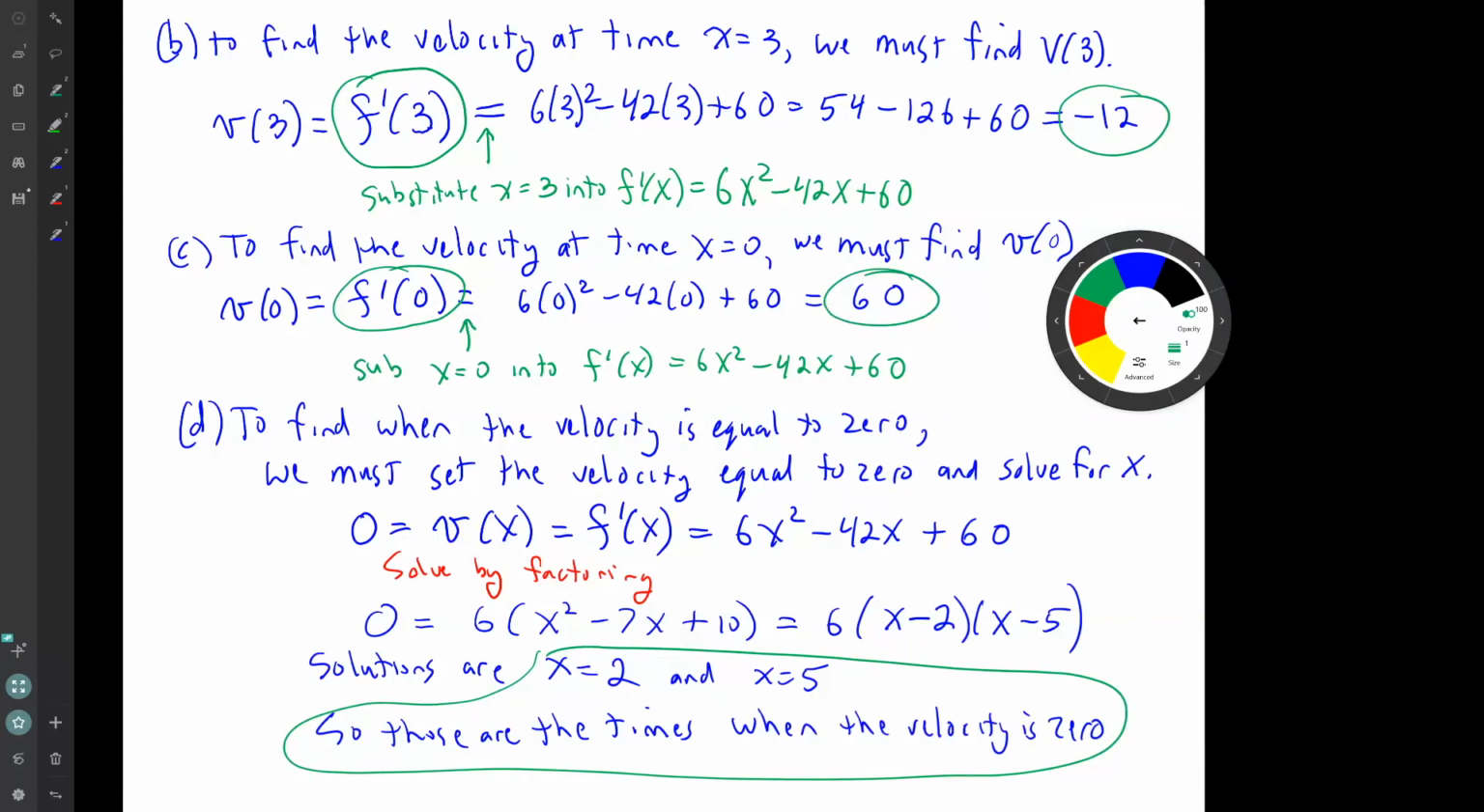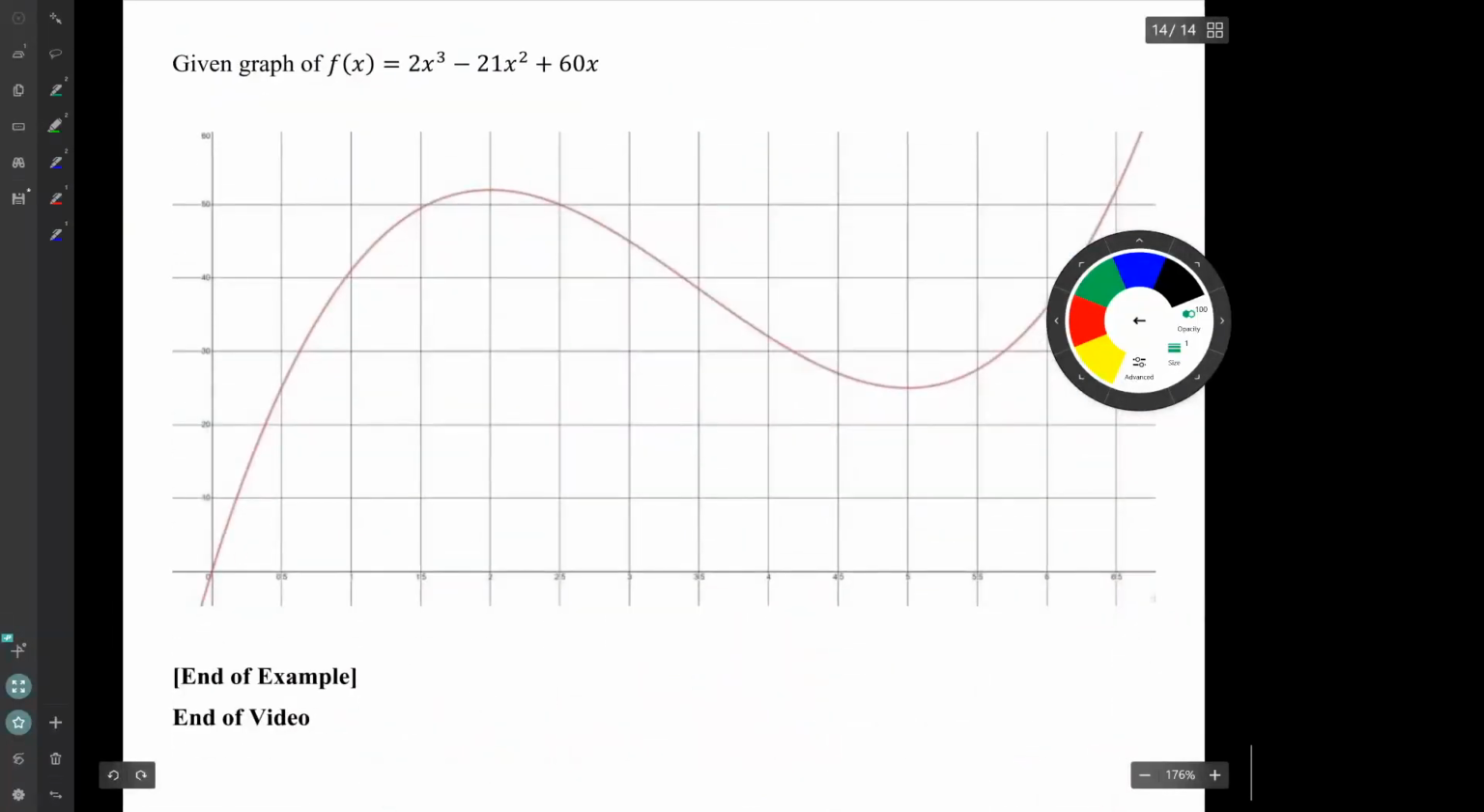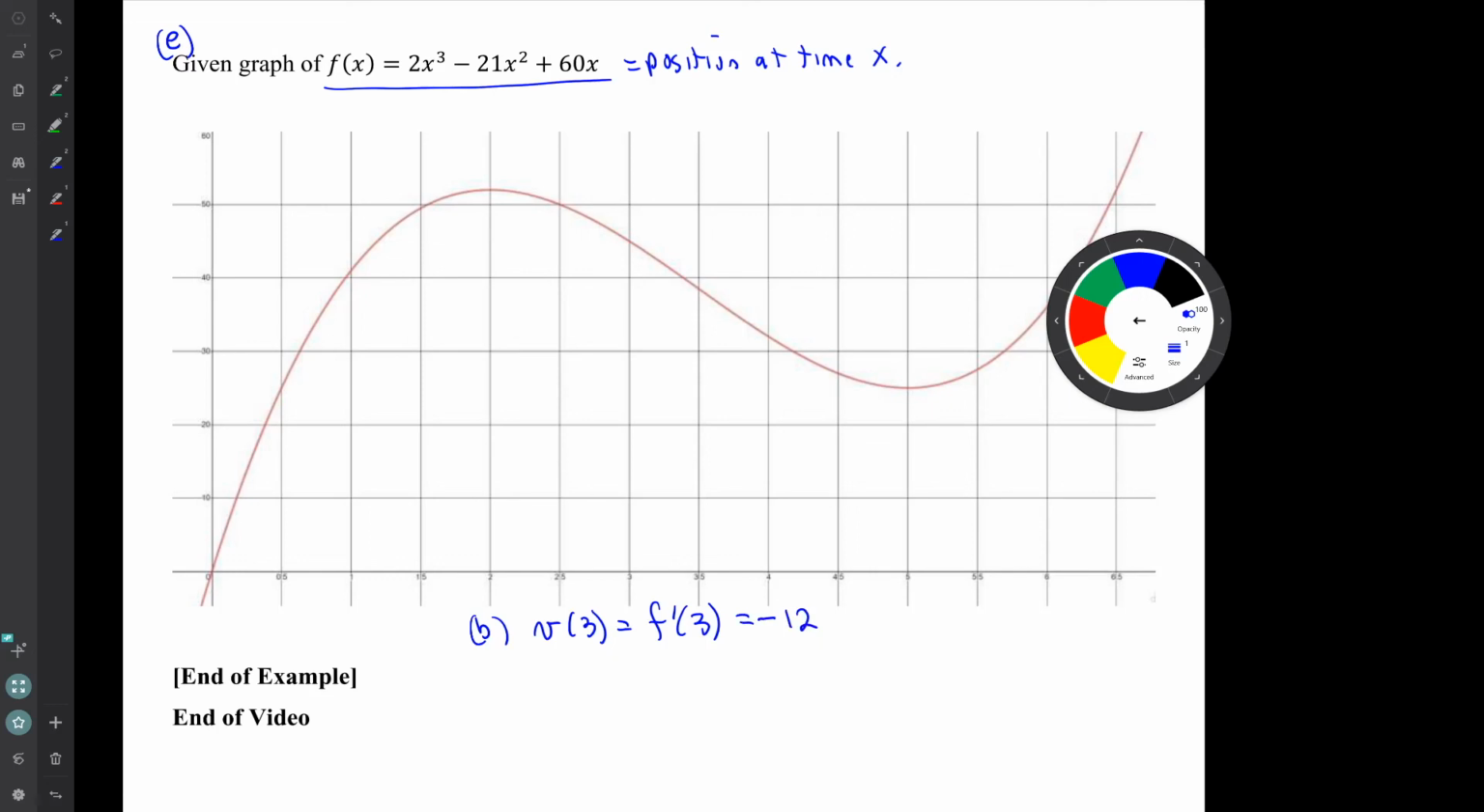So those are our 3 results to questions B, C, and D. In question E, we're supposed to illustrate those on a given graph. Here's a given graph of the function. So we're doing question E now. Now remember that this function f of x is the position at time x. Now let's recall our results. For question B, we found that the velocity at time 3 was negative 12. That is f prime parentheses 3 equals negative 12.